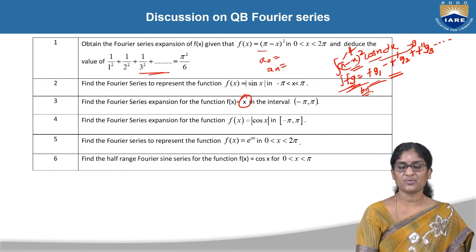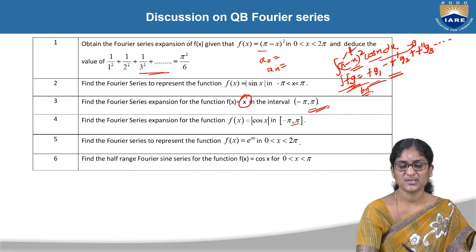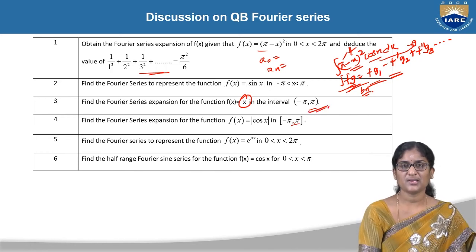So only two terms we are going to get in the by parts integration. In that we need to apply the upper and the lower limits. So we are going to get the an value also. Similarly, go for the bn value.